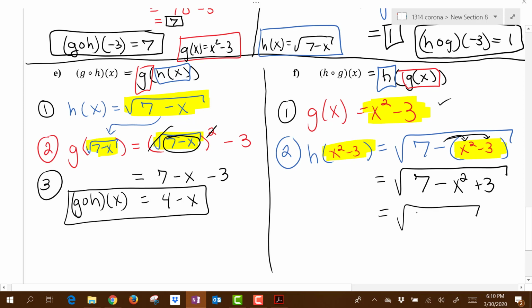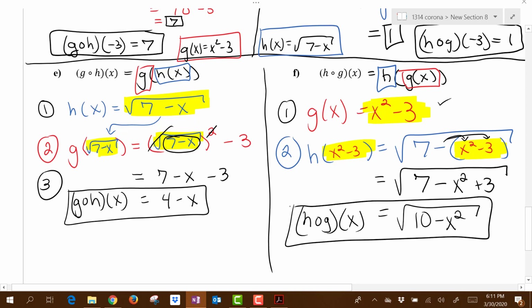Okay, and then our final answer turns out to be 10. 7 plus 3 is 10, and then the minus x squared, there's no like terms to that. So we end up with h composed with g of x equals 10 minus x squared. Alright, and that's our final answer there.